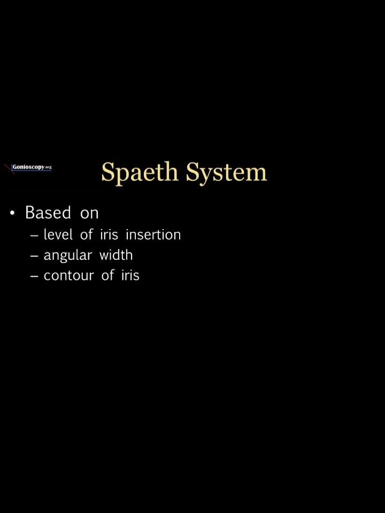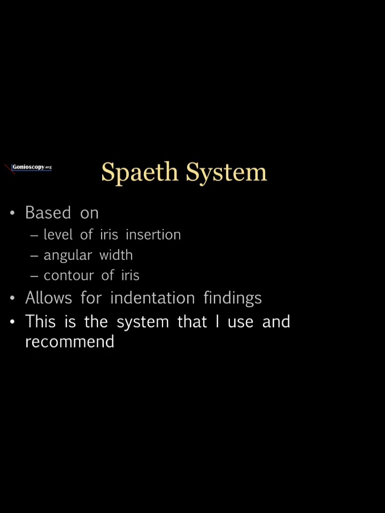The Spaeth system is based on the fact that if you have a 25-degree angle, it makes a big difference where the iris is inserting and what the shape of the iris is. And so Dr. Spaeth came up with this system that includes these three elements: the level of iris insertion, angular width in degrees, and then a description of the contour of the iris. It also allows for indentation findings, which is helpful. And this is the system that I use, that I have my residents and fellows use, and that I recommend.